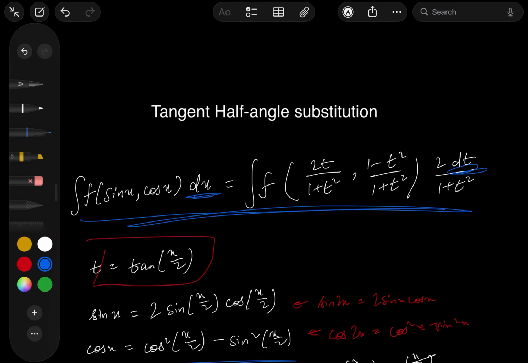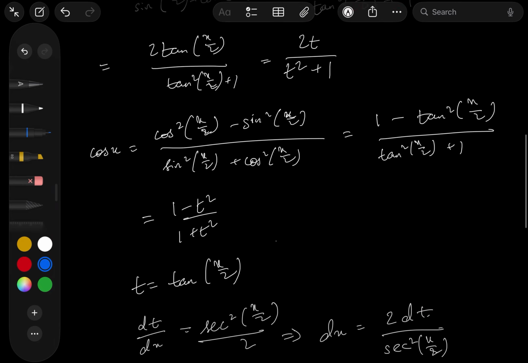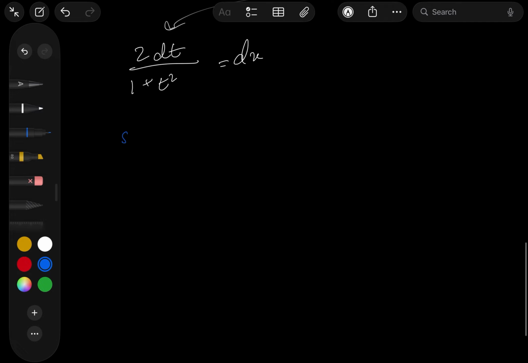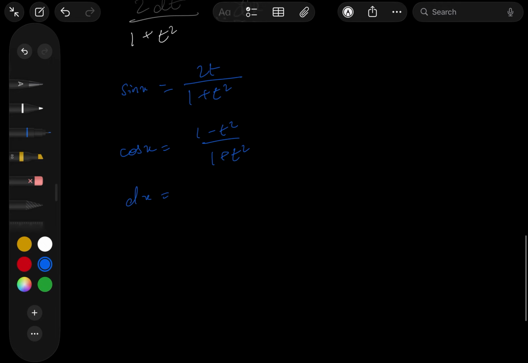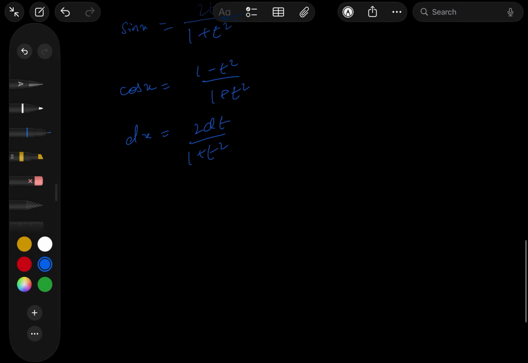This is a condensed way of writing it, but basically what we're getting is, and I'll summarize this here, sine x is equal to 2t by 1 plus t square. We get cos x is equal to 1 minus t square over 1 plus t square, and we get dx is equal to 2 dt by 1 plus t square. Now you can use these substitutions individually, you can use them together.